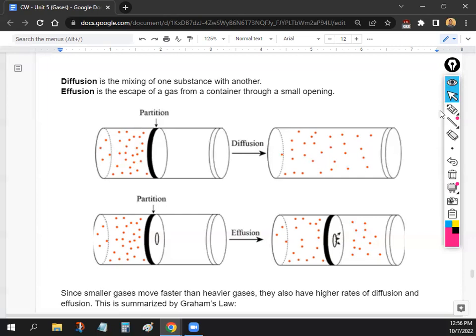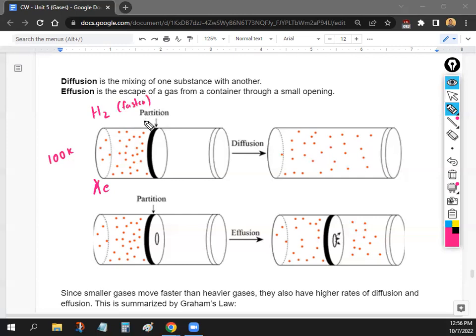Okay, so we're gonna talk about the rate or the speed at which these gases diffuse and effuse. Let's just say, for example, we're talking about H2, and let's look at our example with xenon. Let's say it's 100 Kelvin for both of them. They're both at the same temperature. Which one of these is moving faster? H2, right? This one's moving faster because it has a smaller mass.